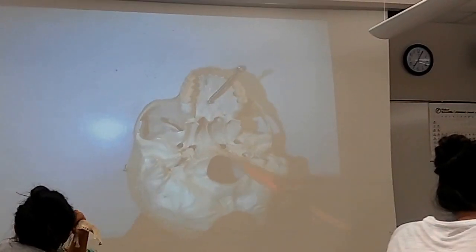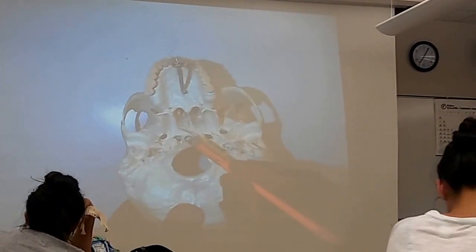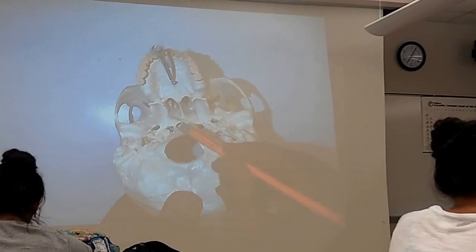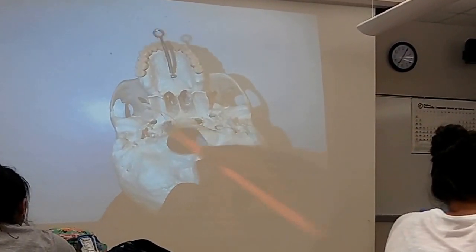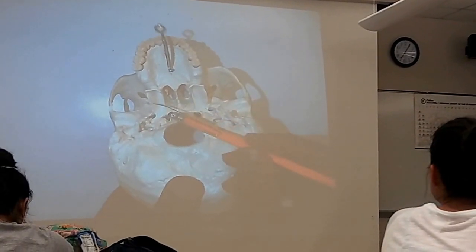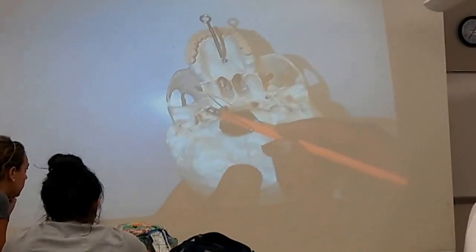Okay. Then, now we are into the sphenoid. We're going to see a structure here called the pterygoid process. And from the pterygoid process, we have two plates, the medial and the lateral pterygoid plates. Medial and the lateral pterygoid plates.